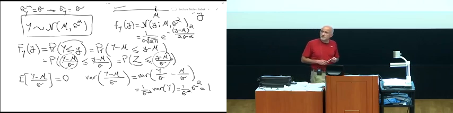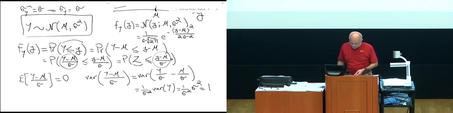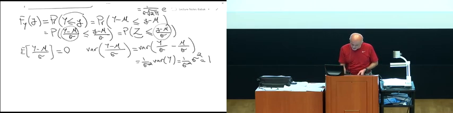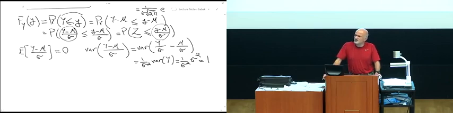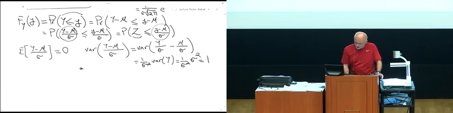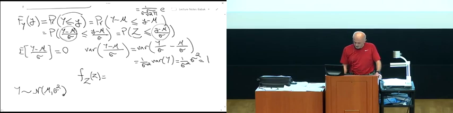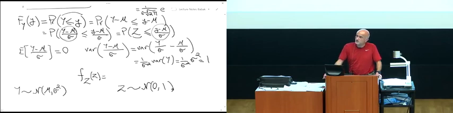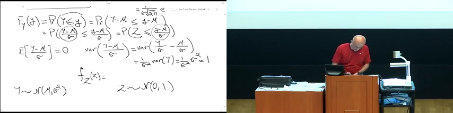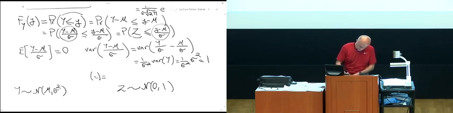Yeah, question? Usually the standard Gaussian is denoted with the letter Z. I don't know what you mean by notation, but for non-standard, we say y is normal with mean mu and variance sigma squared. For standard, we say it's mean 0, variance 1. Yeah. Okay.